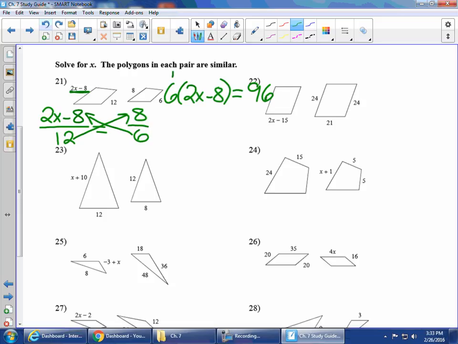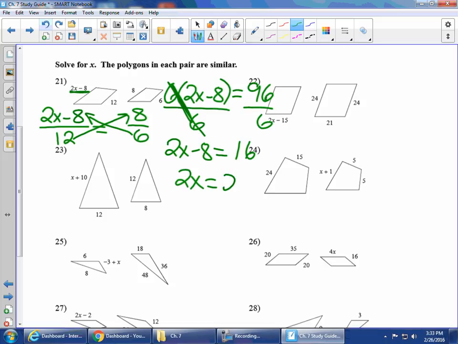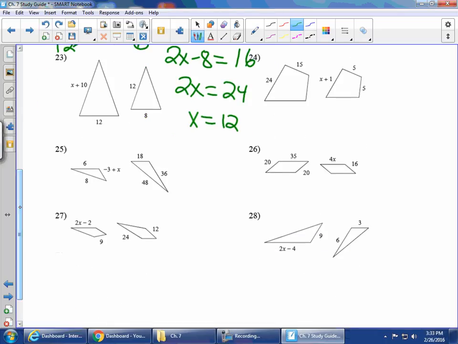These two, this thing here and this thing there, is two things being multiplied. And so instead of multiplying them through, I could divide both sides by 6. That cancels here. My 2x minus 8 drops down. 96 divided by 6 is going to give me 16. I'll go ahead and add 8 to both sides. And that's going to give me 24. Divide both sides by 2, and then I get my x equals 12. There you go on that. All the rest of those are the same.